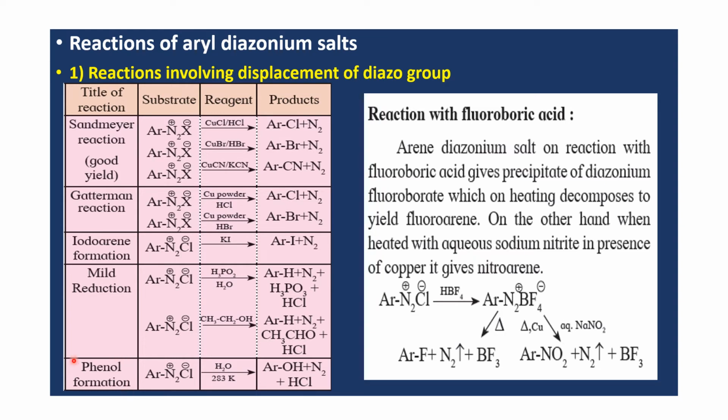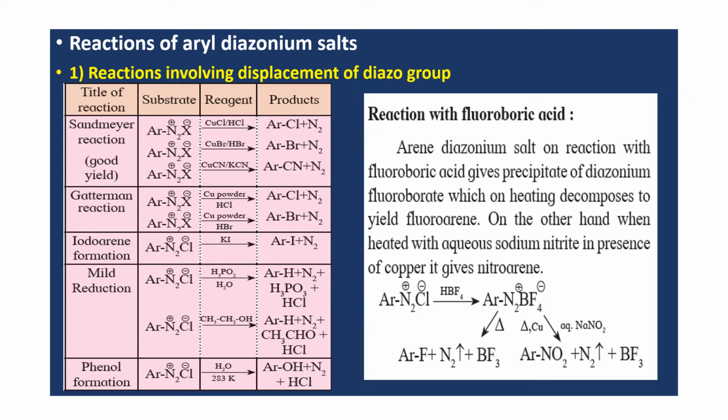Next, phenol formation. Aryl diazonium salt when heated with water at 283 Kelvin, then diazo group is replaced by OH group, so that phenol is formed. Next, reaction with fluoroboric acid.